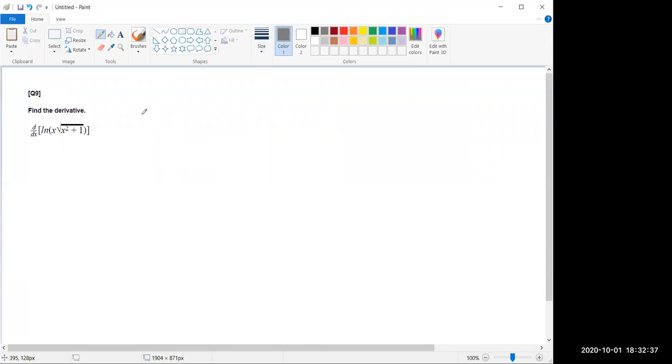So this is question 9. It says to find the derivative. This one is the natural log of some product. Right away, we're going to need to know the derivative of the natural log function. For those of you who remember what that is, you can type it in the chat. And when you apply the chain rule, you're going to need to take the derivative of what's inside the parentheses. That requires the product rule.